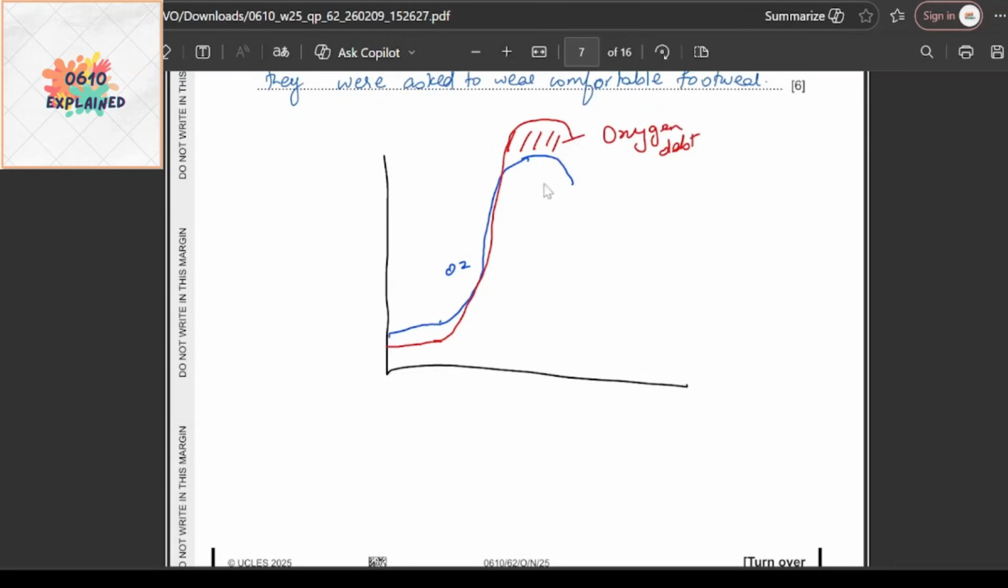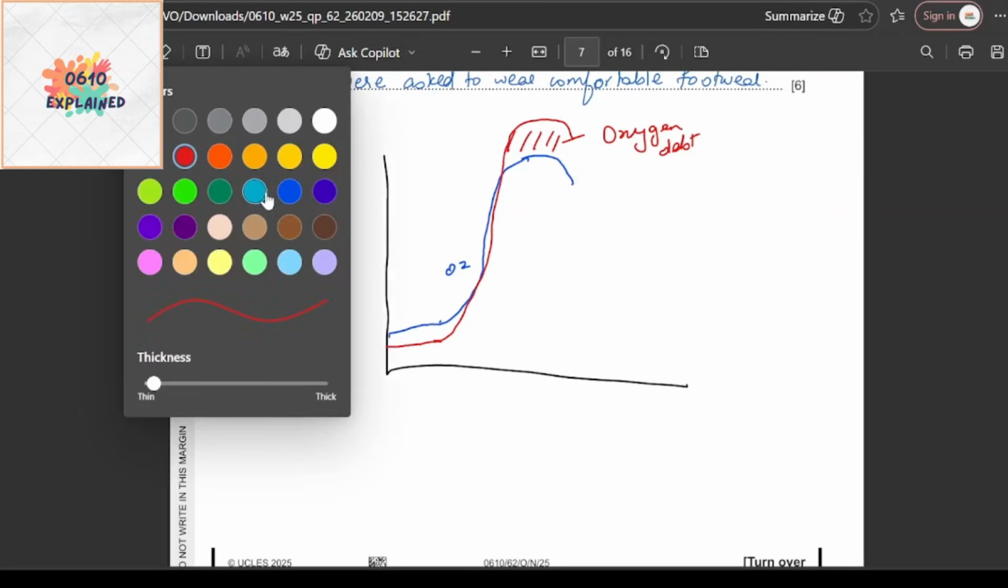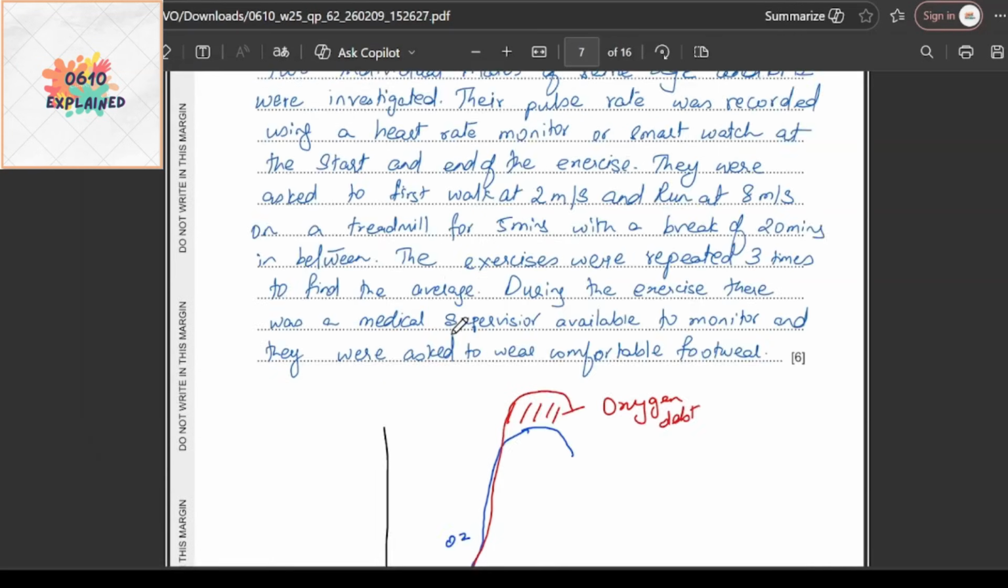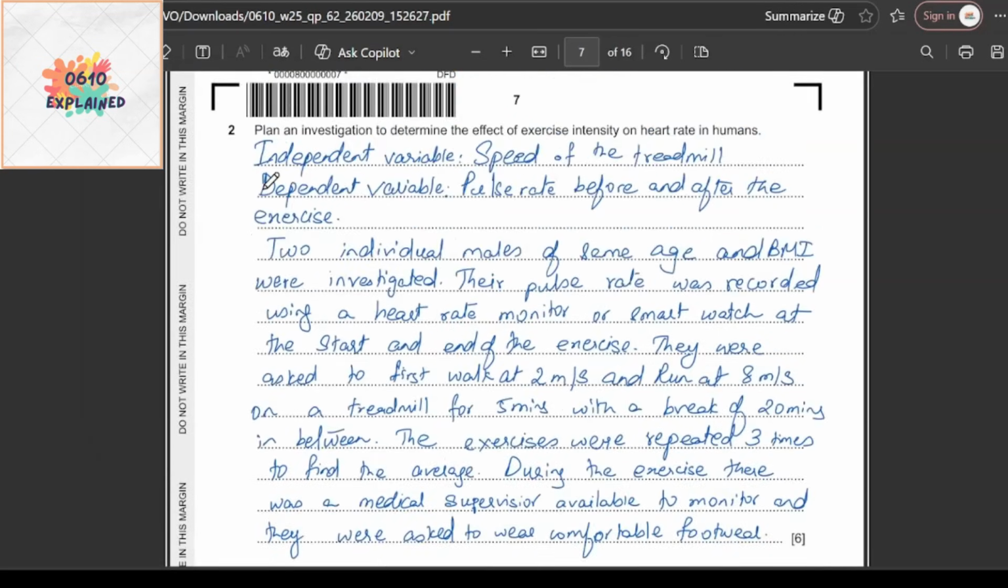After that, there is a recovery phase where the oxygen intake will still be higher, and that is how the body will get rid of this debt. So we need to plan an investigation to determine the effect of exercise intensity on the heart rate in humans. So we start with the independent variable always.